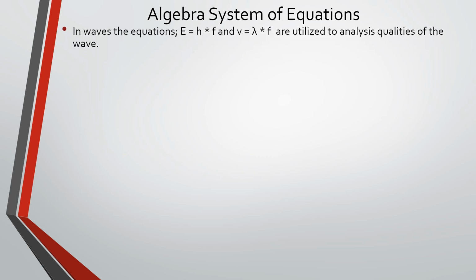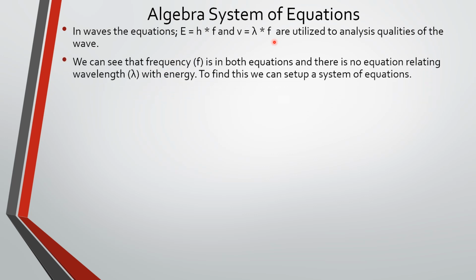In waves, the equation E, which is the energy, equals h, which is Planck's constant, times f. And v, which is the velocity; when we're dealing with an electromagnetic wave, we use the term c, the speed of light, but this is generic for waves, so v, times lambda, which is the wavelength, equals wavelength times frequency. These are utilized to analyze the qualities of a wave, so these two equations are the base equations.